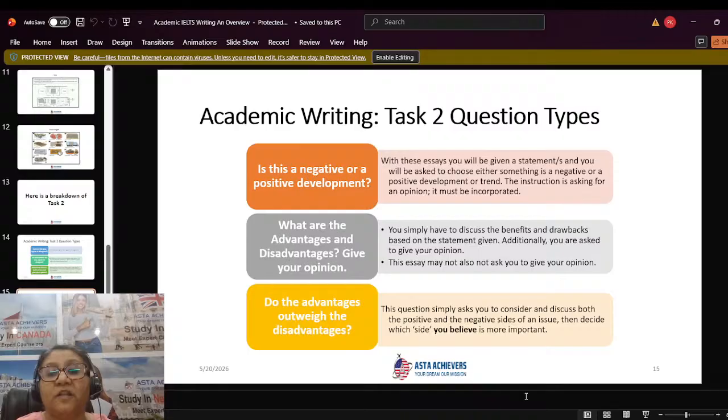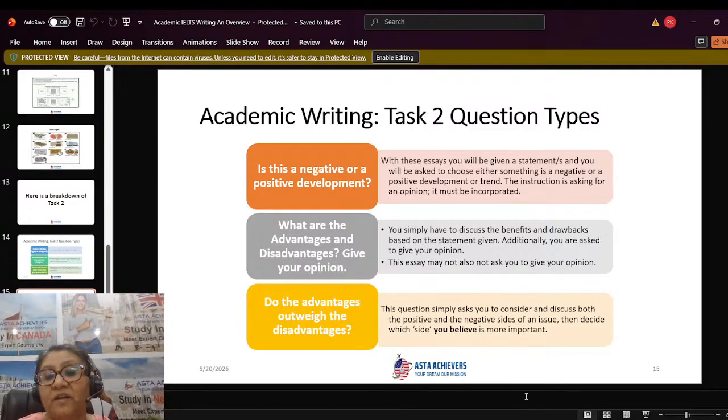Moving ahead, the next essay type is: what are the advantages and disadvantages, and give your opinion. Here this question type requires you to discuss the benefits and the drawbacks based on the statement given. In addition, you are also asked to give your opinion. This essay may also not ask you to give your opinion. So basically there are two kinds of merits and demerits essay. One essay might require you to give an opinion, and another type need not ask you to give an opinion.